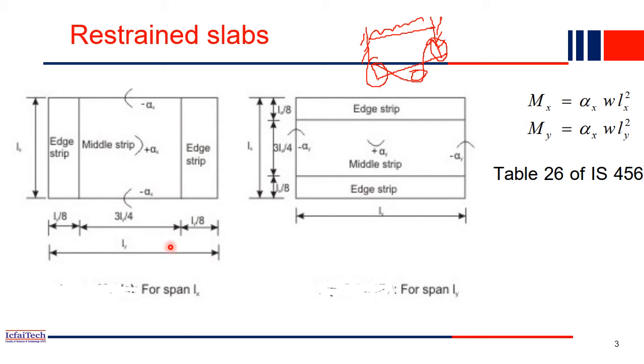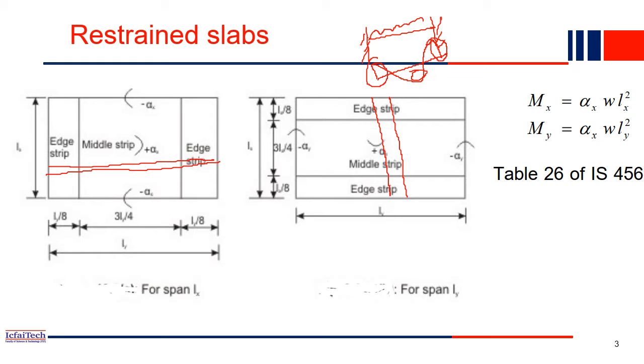Similarly, this is for span Lx and this is for span Ly. So for Ly, this is the edge strip, you will find it. Similarly, at the center you have the positive bending moment. Same thing. So here it is for span Lx, which means our considered beam strip is in this direction. Similarly, here our strip is something like that.